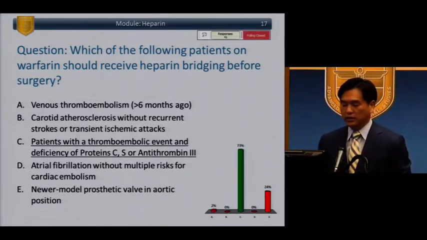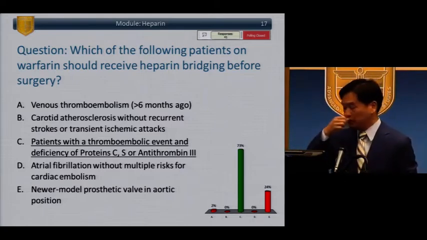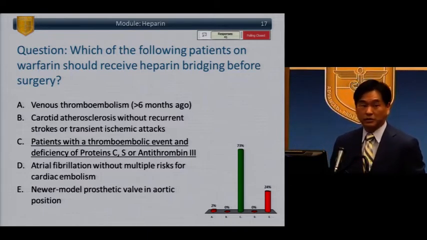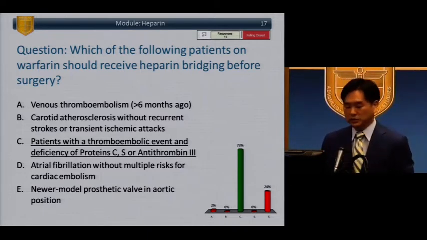Good. So the systemic, I would call it biochemical hypercoagulable state, which is a protein C/S deficiency or antithrombin 3 deficiency, are people who are good at clotting. They're good at clotting when nothing's happening. These people should be bridged.